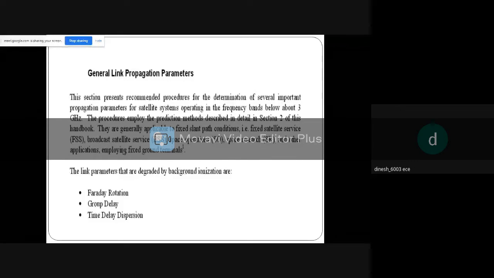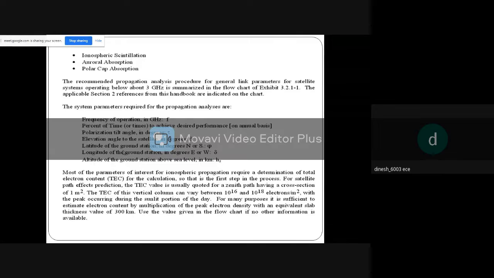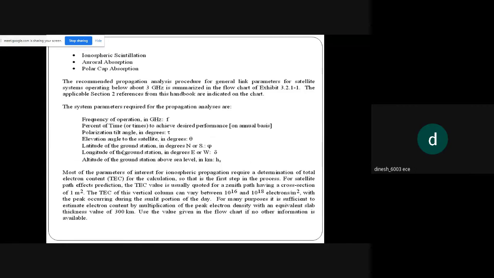In addition to Faraday rotation, group delay, and time dispersion, ionospheric scintillation, auroral absorption, and polar cap absorption are also present, which play a major role in degrading the satellite communication link.